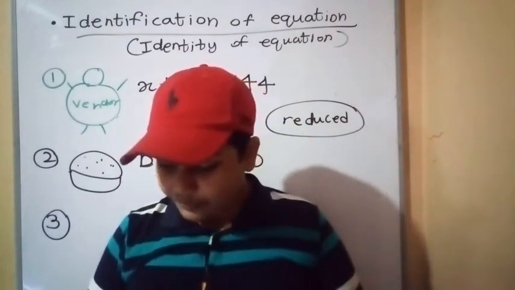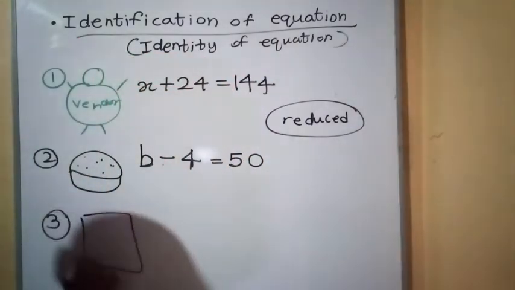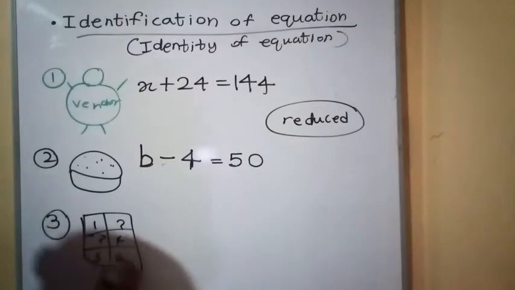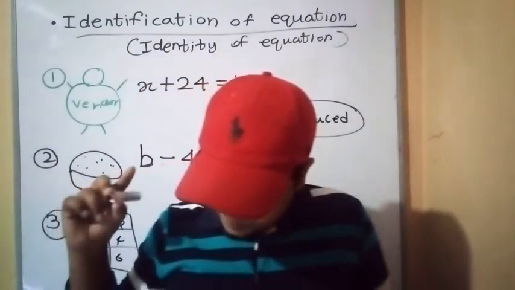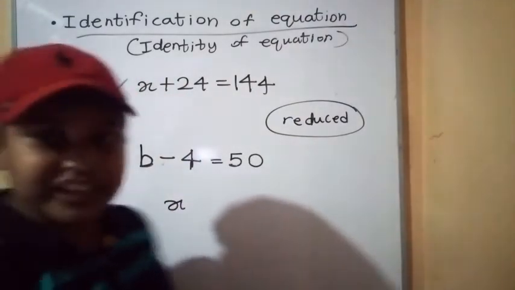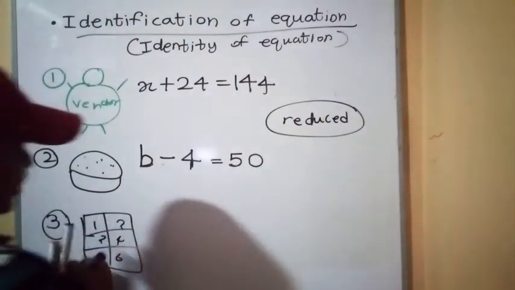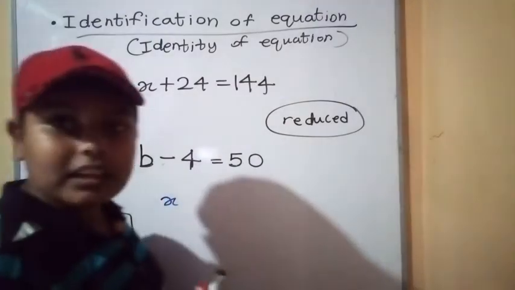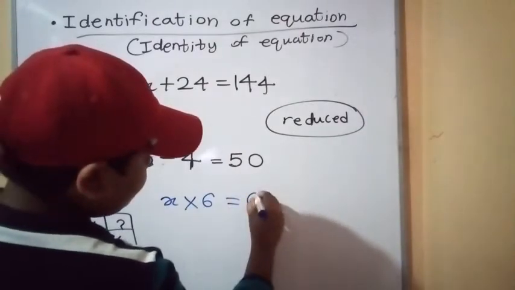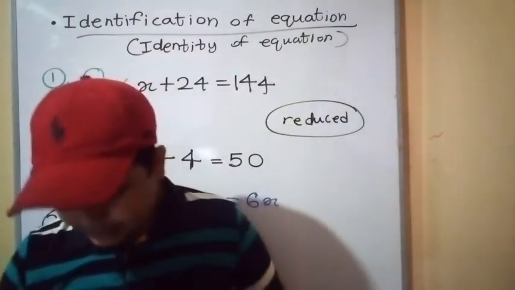Let us express this information by an equation. Now in this bookshelf there are 1, 2, 3, 4, 5, 6 shelves. One shelf contains X books. The bookshelf has 6 shelves, that means multiply by 6, so 6x. Now there are 6x books.